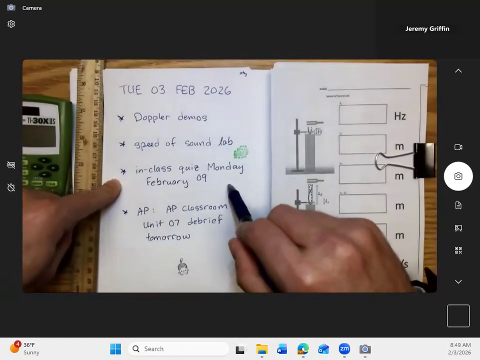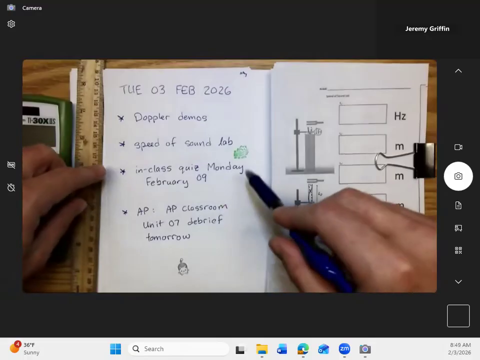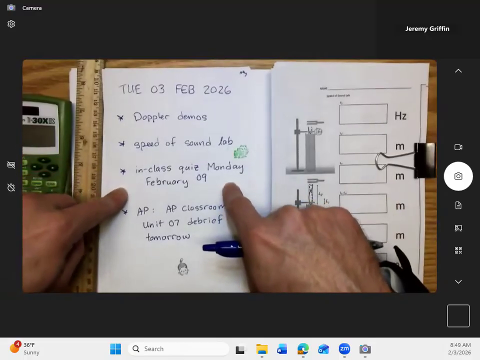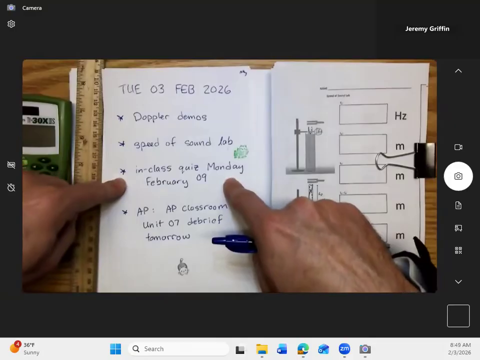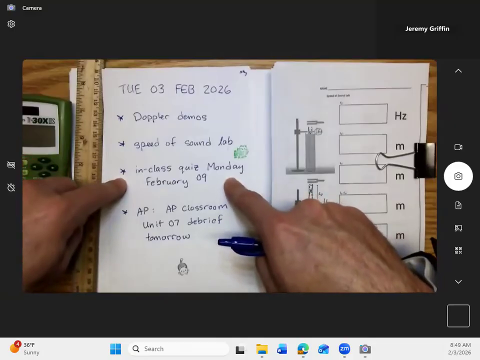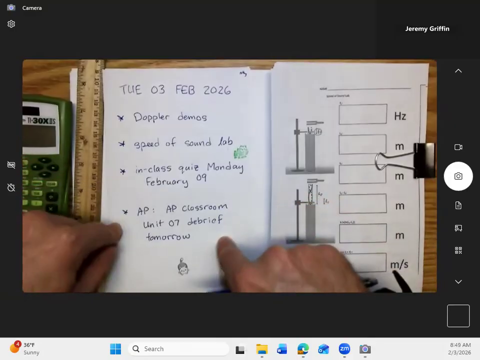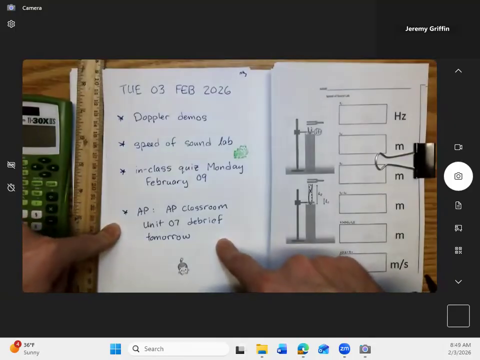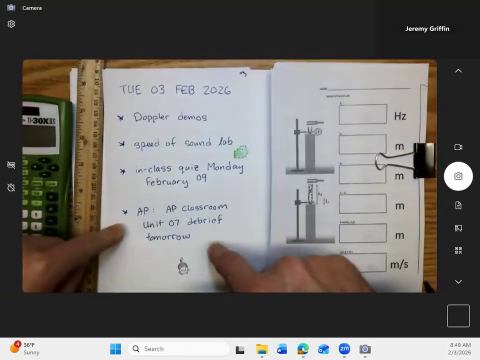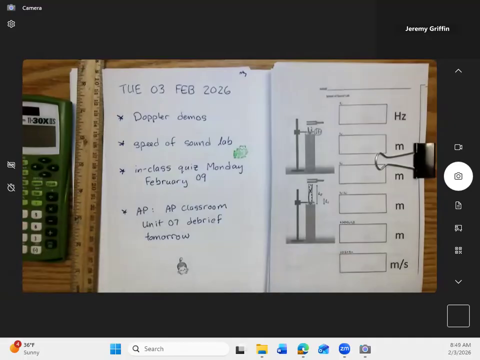You guys be looking for a quiz coming Monday on simple harmonic motion. It's just going to be a simple harmonic motion question. If I think it can show up on the AP exam, then those are the kind of questions that will show up on Monday on that quiz. And guys, what are we doing tomorrow? Debrief AP Classroom. A bunch of guys have already turned this in, so awesome if you have.